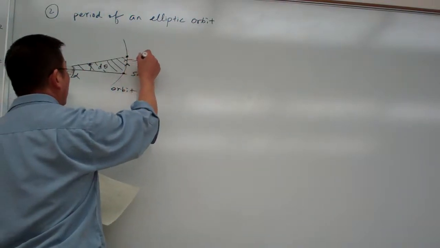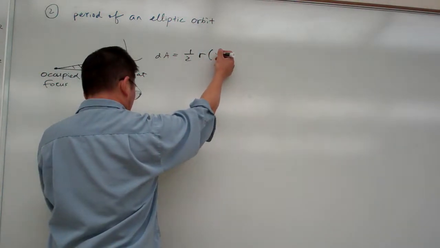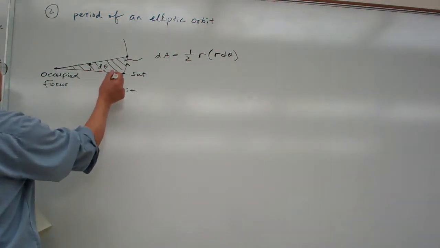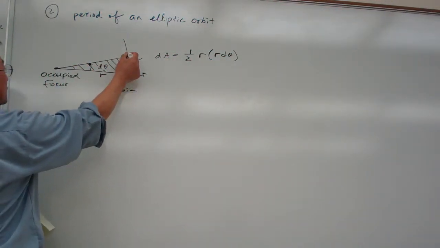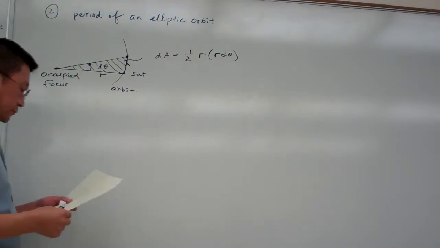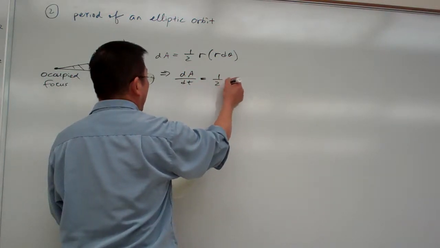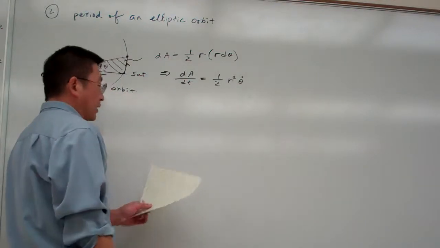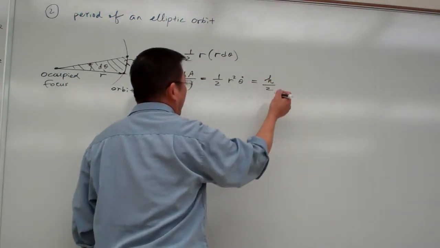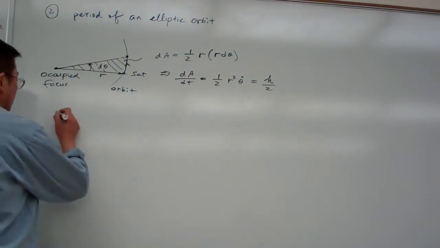Earlier we saw this area is 1/2 times r times r d theta. So this is r, the radius, and here r d theta is the infinitesimal movement. Therefore, earlier we saw dA dt can be written as 1/2 r squared theta dot. And this one, as we saw earlier, is half of the angular momentum. Which means the area is swept at a constant rate, h/2.